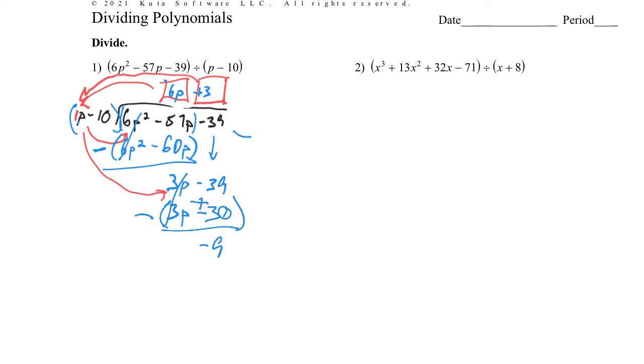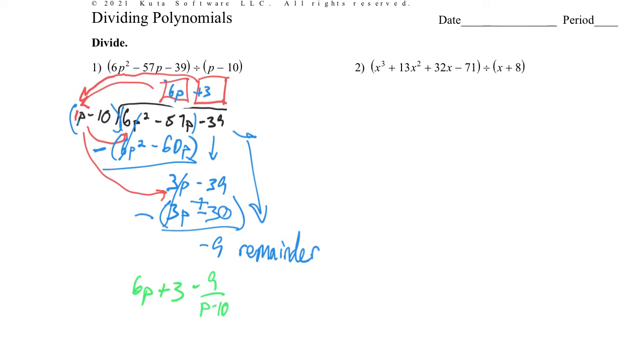When you run out of things to drop down, you're finished. This is the remainder. And you put the remainder over what you divided by. So the quotient, or the answer, is that 6p plus 3 on the top of the bar. And then you put minus 9 over p minus 10. So the p minus 10 comes from what you're dividing by, whatever's in front. The 6p plus 3 comes from the top.